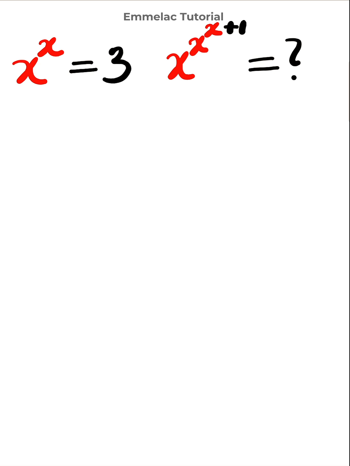Now from the question, what do we know? We know that x raised to x equals 3. Okay, so let's then come up with this. And here we have x raised to x plus 1. Now this is a power tower, which means that we need to come from the top. We need to resolve this from the top downwards. So first of all, we need to resolve this first.